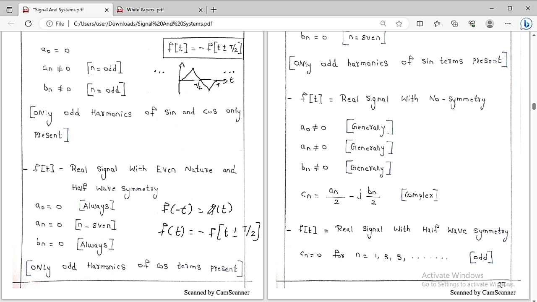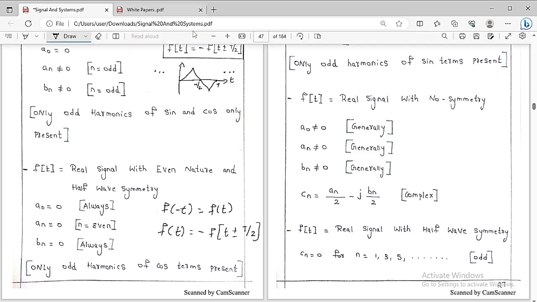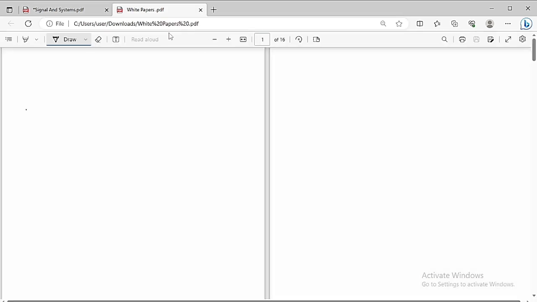In the case of even signal, I have already told you, A0 is not equal to 0 and An is not equal to 0, but Bn is equal to 0 always. So this is what I have told you for the even nature.